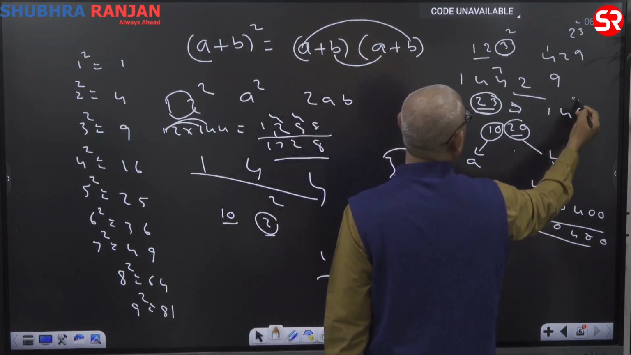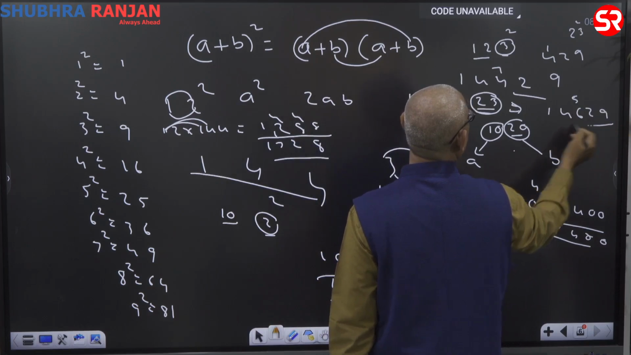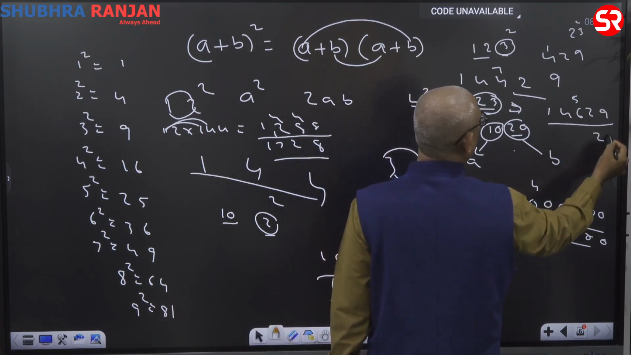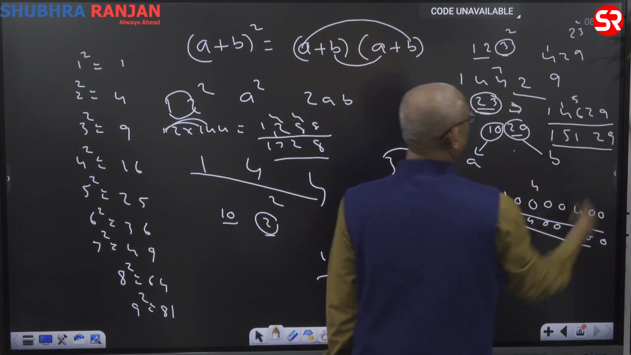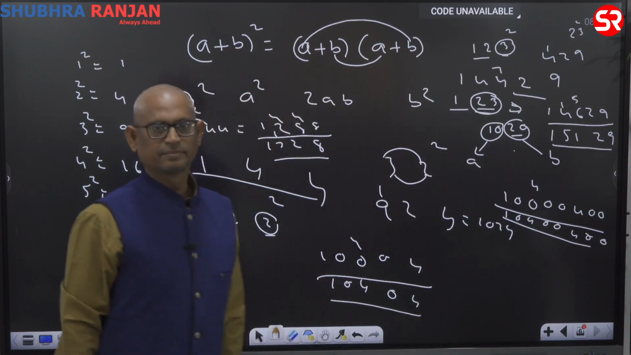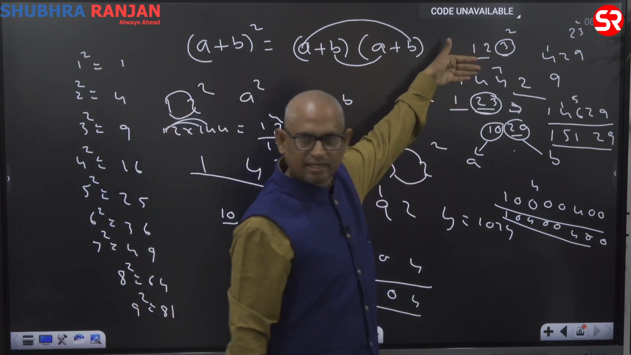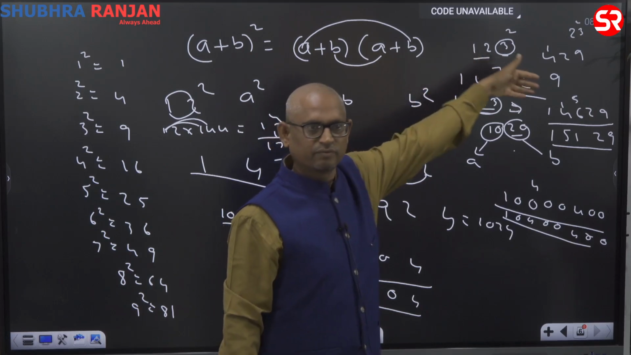46, 529. 29, 5, 5, 10, 11. So 15129. Both are same, na? I didn't add here. 7 plus 4, 11. So 152, 129. Both are same.